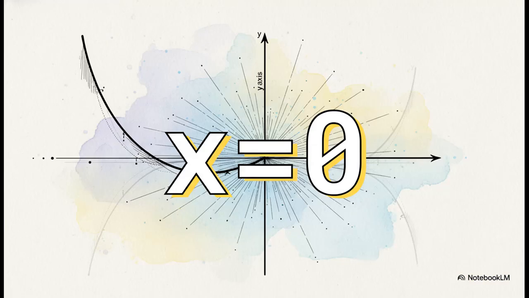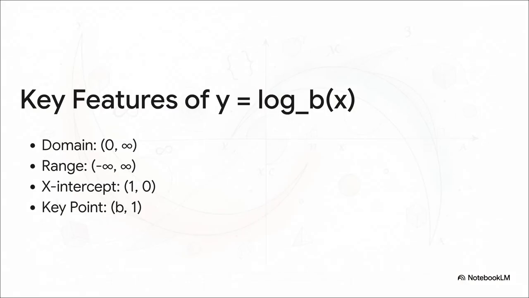The number one most important feature of a basic log graph is its vertical asymptote right at x equals 0, which is just the y-axis. The curve is going to get closer and closer and closer to this line, but it will never, ever touch it. This is our starting boundary, our wall. And all these other features are tied right back to that asymptote.